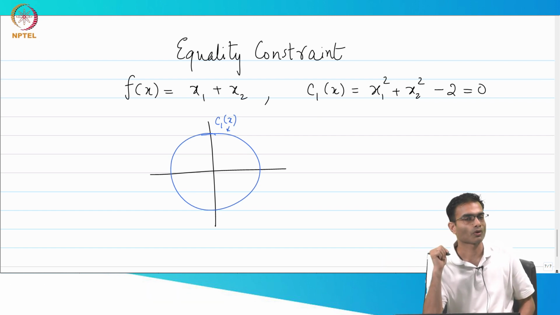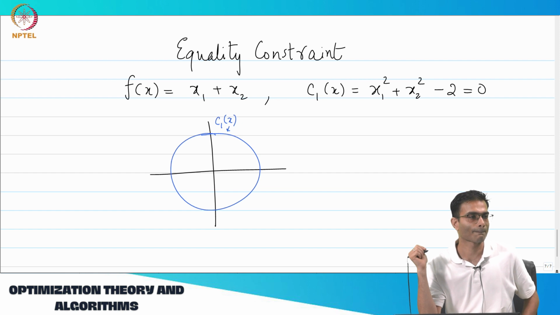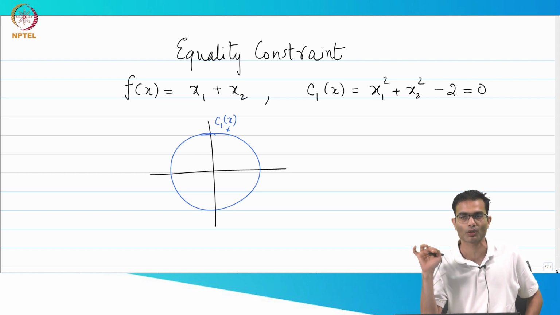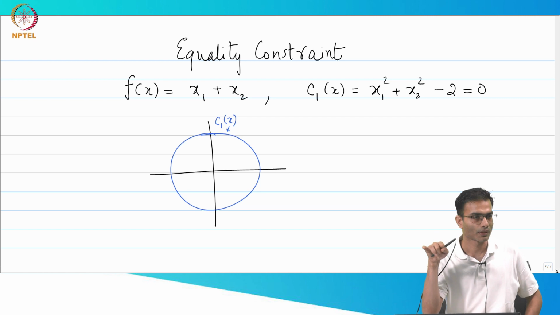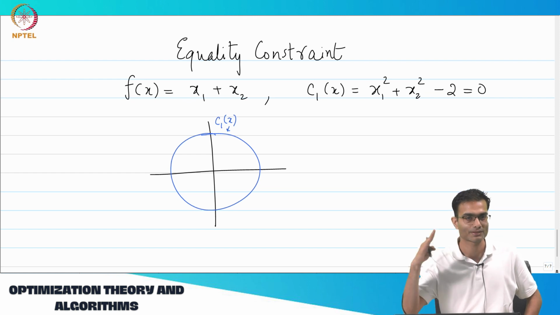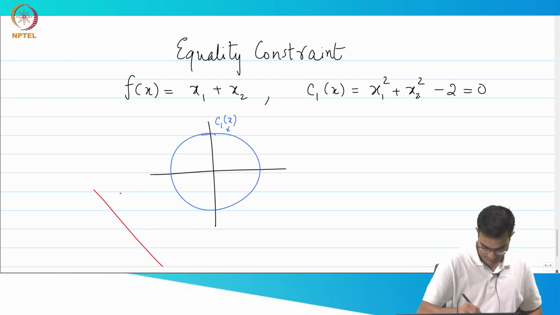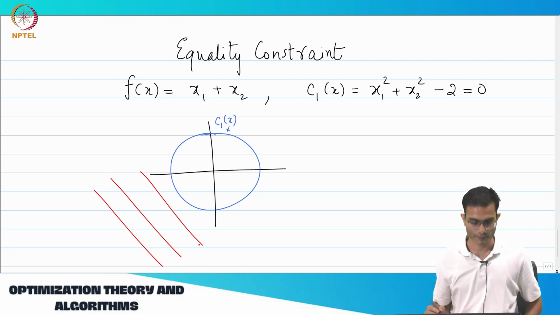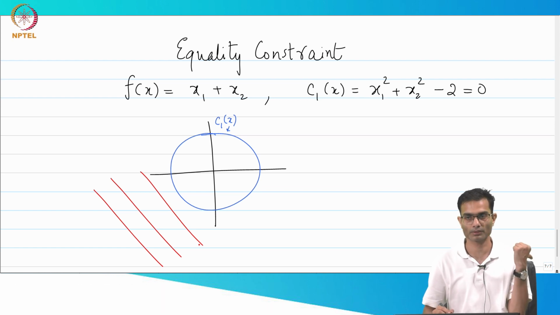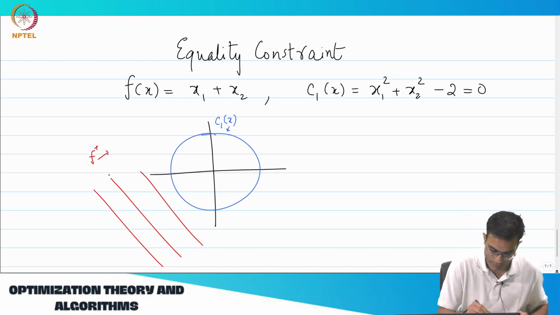What are the contours of constant cost function value? What would they look like? Let's do a quick revision. For a quadratic form with a positive definite matrix A, what were the contours of constant cost function? Ellipses. For this function, what are the contours of constant cost function? Parallel lines. What is the slope of those parallel lines? Minus 45 degrees, right? So, if I draw lines like this, is that correct? Which way is the cost function increasing? To the bottom left or top right? So, f is increasing this way, if I go like this.